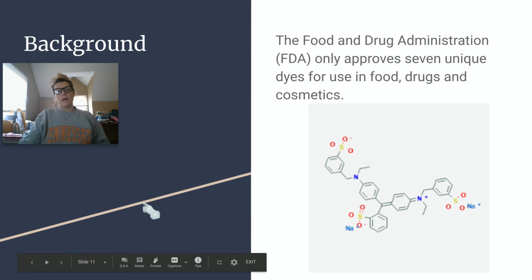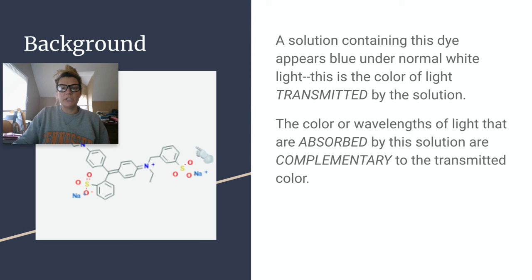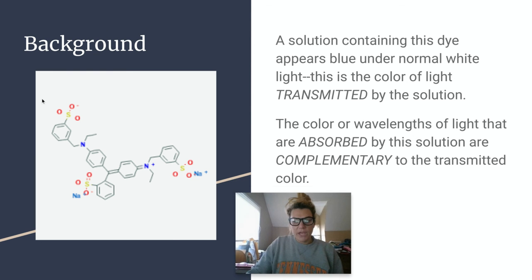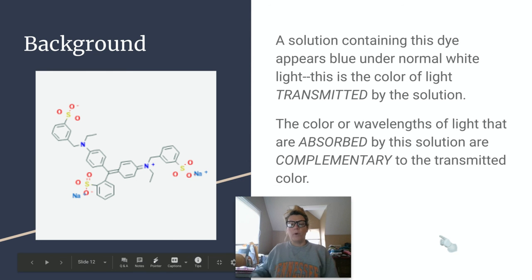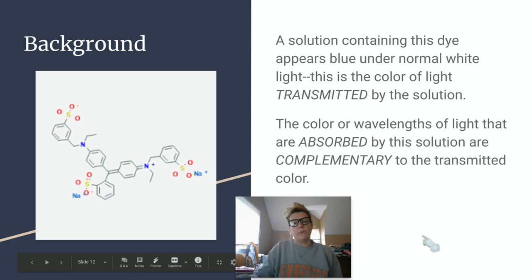All right, so let's talk about our food dyes, what we're going to be looking at. The Food and Drug Administration, also known as the FDA, has only approved 7 unique dyes for use in food, drugs, and cosmetics. The one that you're looking at right here is FD&C number 1 blue. You'll notice that it has a lot of double bonds within the structure. That's why we get that very deep, vibrant blue color.